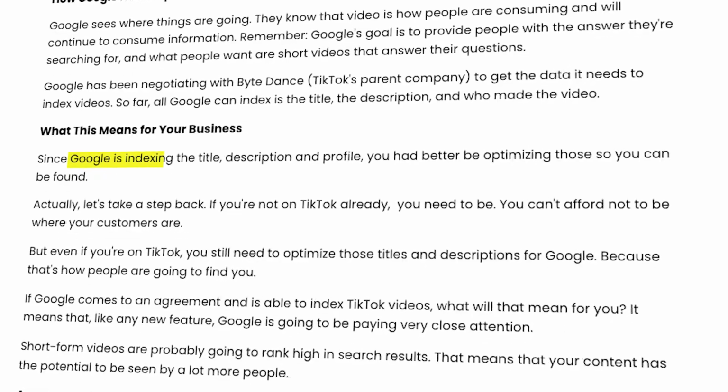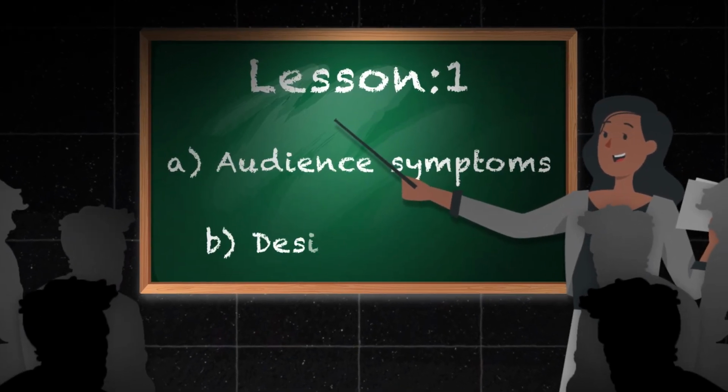And you know where else your audience is? Google. And TikTok videos are now being indexed by Google. TikTok is also leaning into the search engine searchability aspect. "My audience isn't on TikTok." Yes, they are. So number one, audience symptoms and desired outcome.